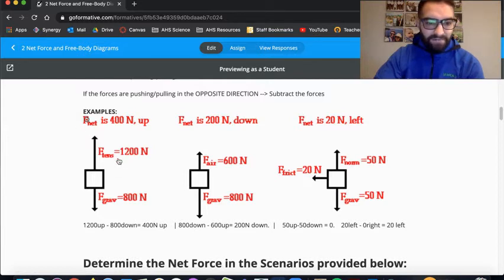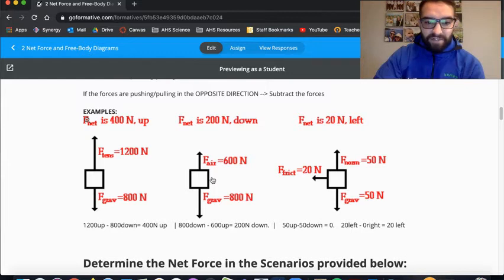Okay, we have 1,200 newtons going upwards. We then have the force of gravity pulling downwards at 800 newtons. So the easiest thing to do is take the largest number. Okay, 1,200 is greater than 800. So 1,200 going up minus 800 down leaves you with 400 newtons in the upward direction.